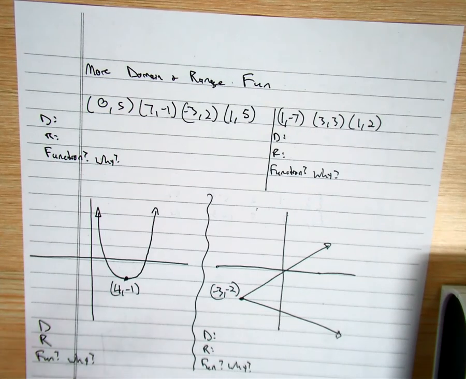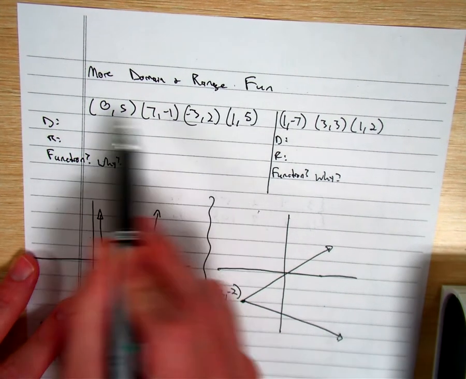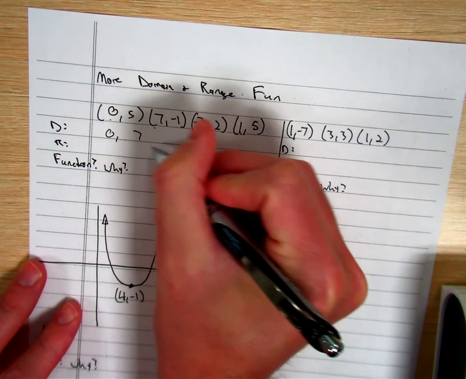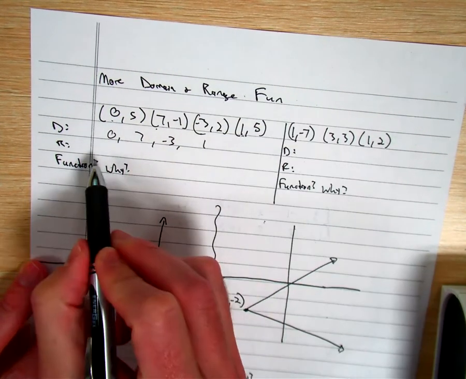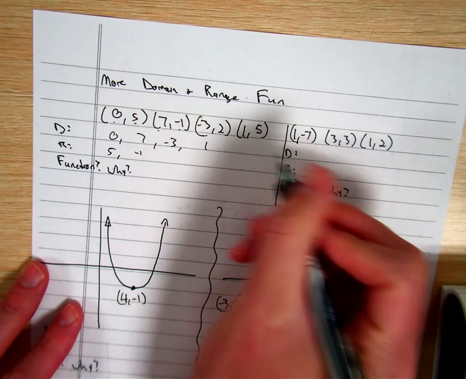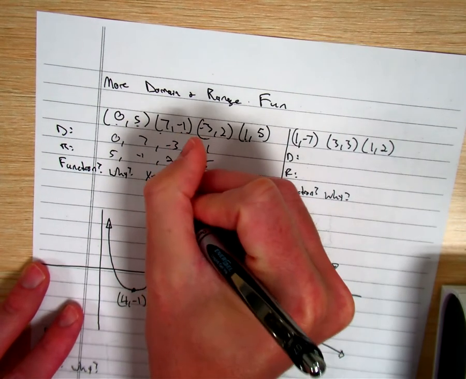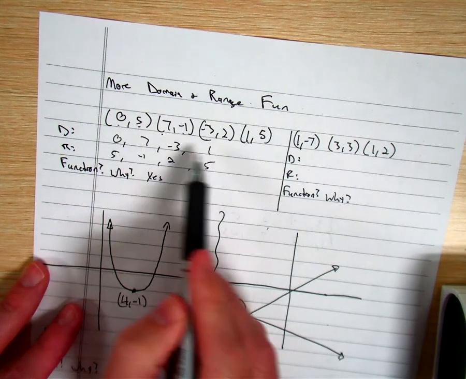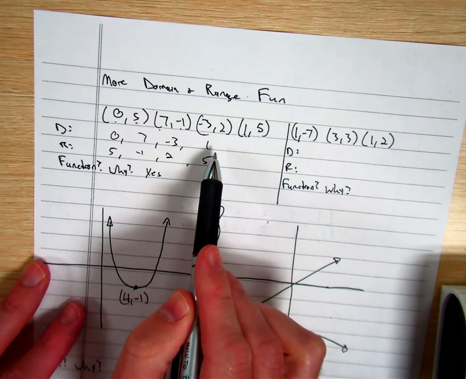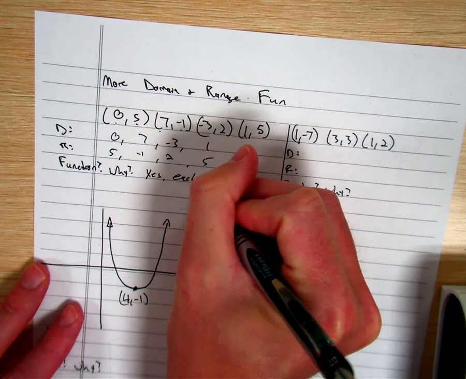All right, unpausing. Here's what we got, our domain. And again, I don't care if you put them in numerical order or just left to right. So we got 0, 7, negative 3, 1. My range, those are the y's, 5, negative 1, 2, 5. It is a function, yes. Okay, because each x only goes to one y. I know we got 2 y's listed, but the one that matters is the x's. The x's don't repeat. Yes, each x only goes with one y.